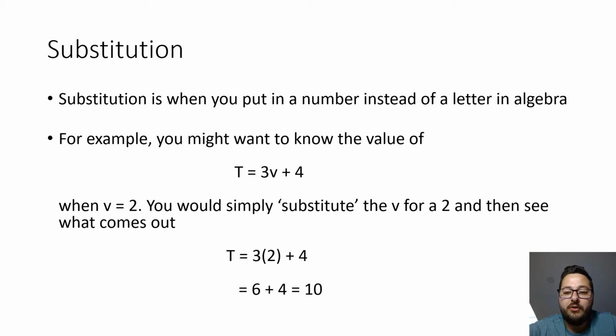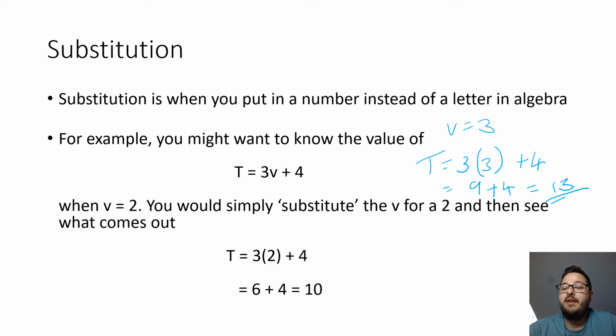So if we did another one, for example, we might want to do a separate one where v is 3 this time. So t is going to be 3 times 3 plus 4, and then 3 times 3 is 9, and 9 plus 4 is 13. And that's the whole point of using letters, is the fact that you can have loads of different values for that number, and then you can put stuff in when you need it.